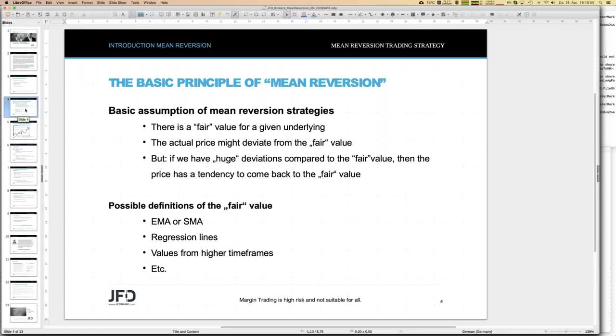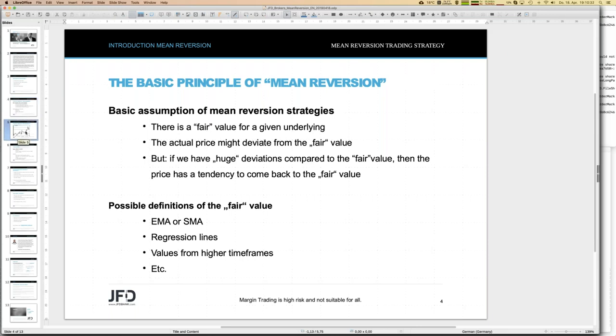And then, of course, we will do the next step: looking at whether that has a probability edge, a probability advantage, a so-called edge. And if so, then we don't care about the real definition of what is really fair. Other possibilities might be to use regression lines within the chart, or you take values even from higher time frames. Maybe the close of last week is the fair value for the next week, whatever.